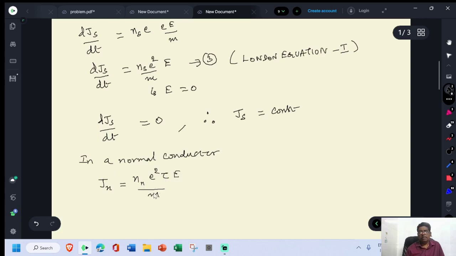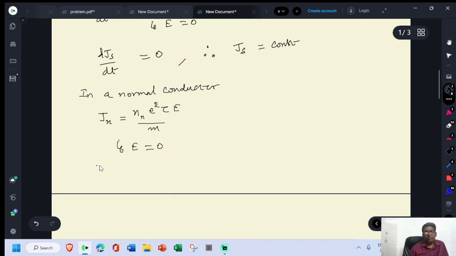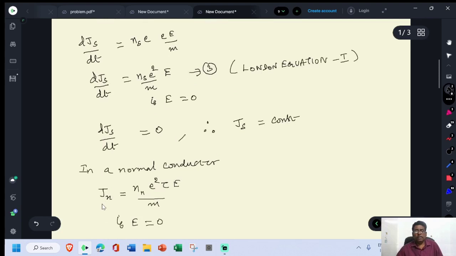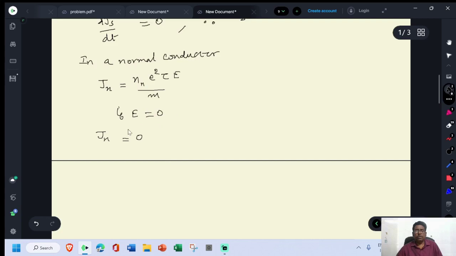If E equals 0, then the value of Jn equals 0. But in the case of superconductors, even though E equals 0, the current density Js is a constant. Here, if E equals 0, then the current density in the case of a normal conductor is 0.